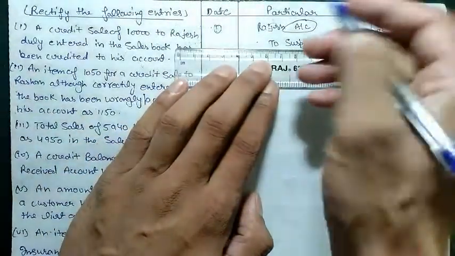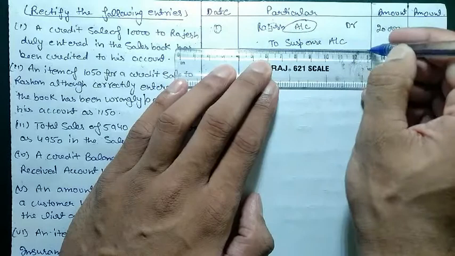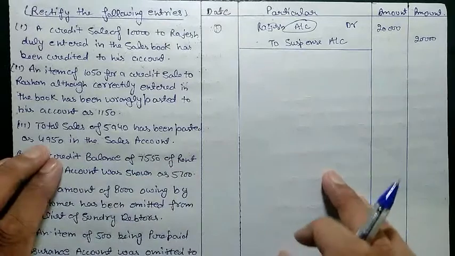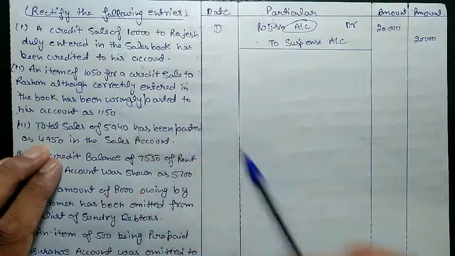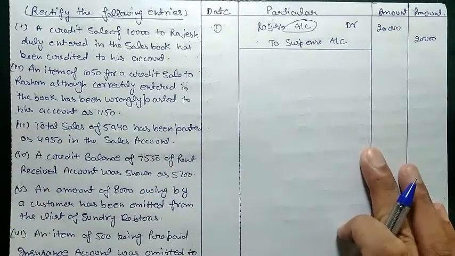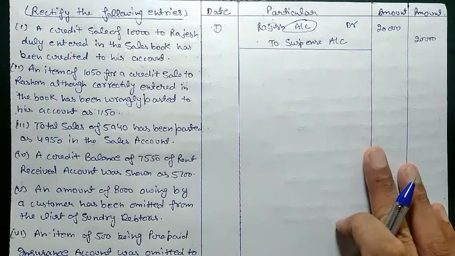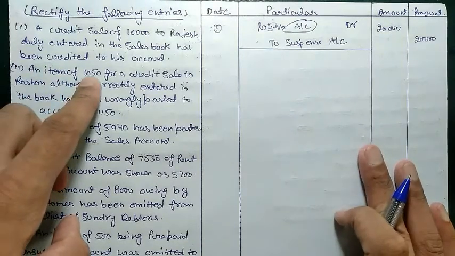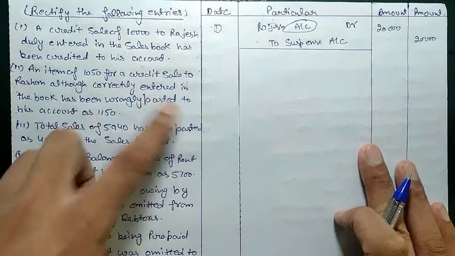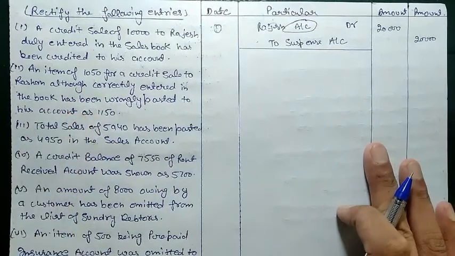Then the next entry: we have an item of rupees 1050 for a credit sale to Roshan, although credit correctly entered in the book, has been wrongly posted to his account as 1150. What happened? An item we have sold to Roshan for an amount of 1050, although correctly entered in the book, has been wrongly posted to his account as 1150. We have posted the correct entry, but the amount we posted was wrong. We needed to post only 1050, we posted 1150.